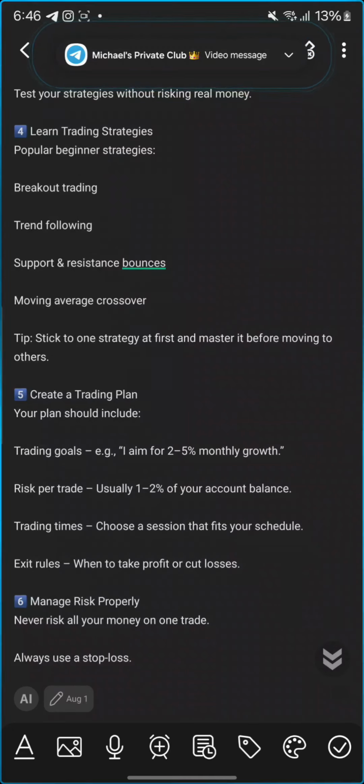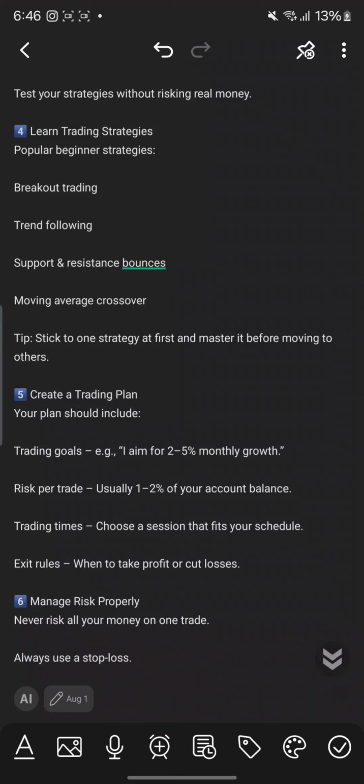Then stick to one strategy at first and master it before moving to another. Don't jump from strategy to strategy. You see your friend using maybe ICT concept and is making money, you want to become an ICT trader. You see your friend using the SMC concept, he or she is making money, you want to become an SMC trader. It doesn't work like that.